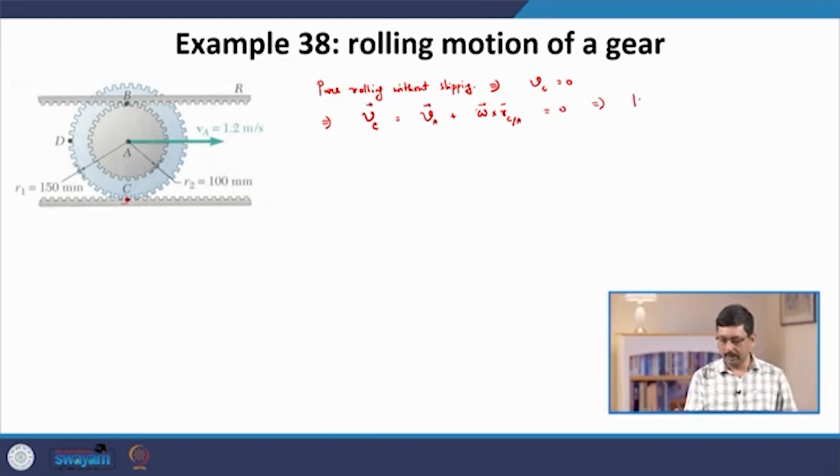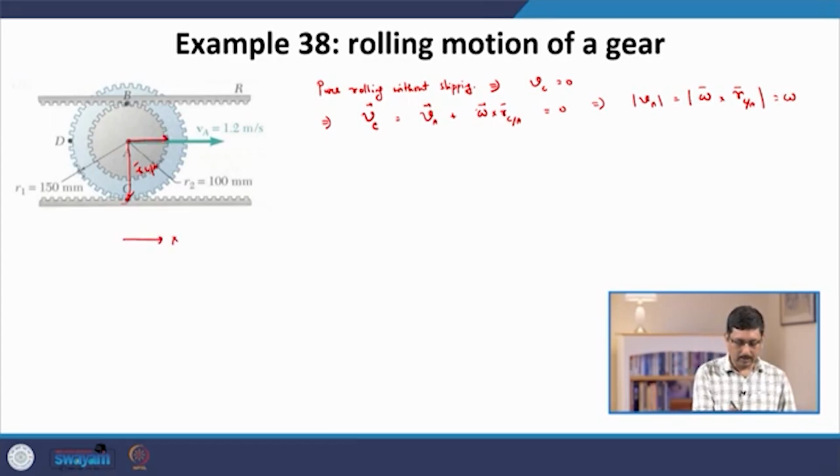That means the magnitude of V A must be equal to the magnitude of omega cross R C A, where this is our R C A, the location of C with respect to A. The direction of omega is clear from this picture if you apply the right hand thumb rule. Let us say this is our x axis and this is our y axis, then omega must be in the z direction, and since this gear is going to the right side, omega must be into the plane.